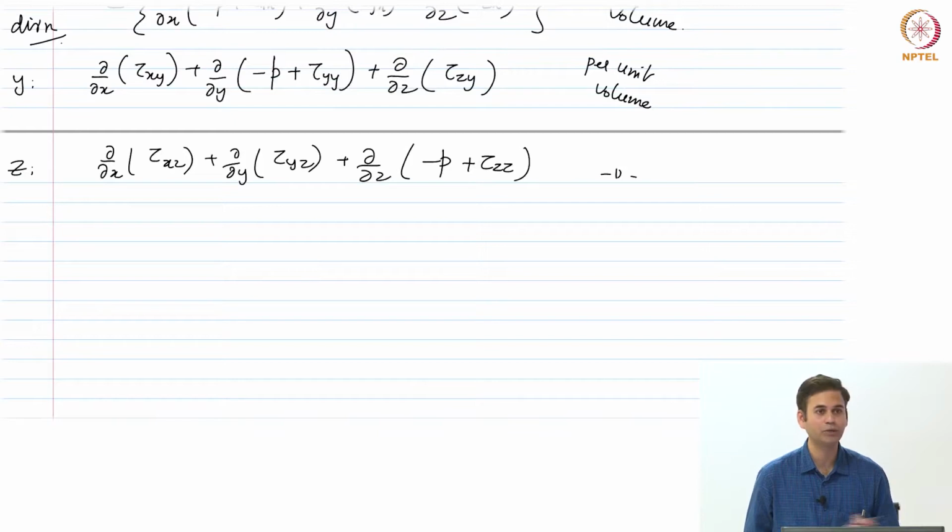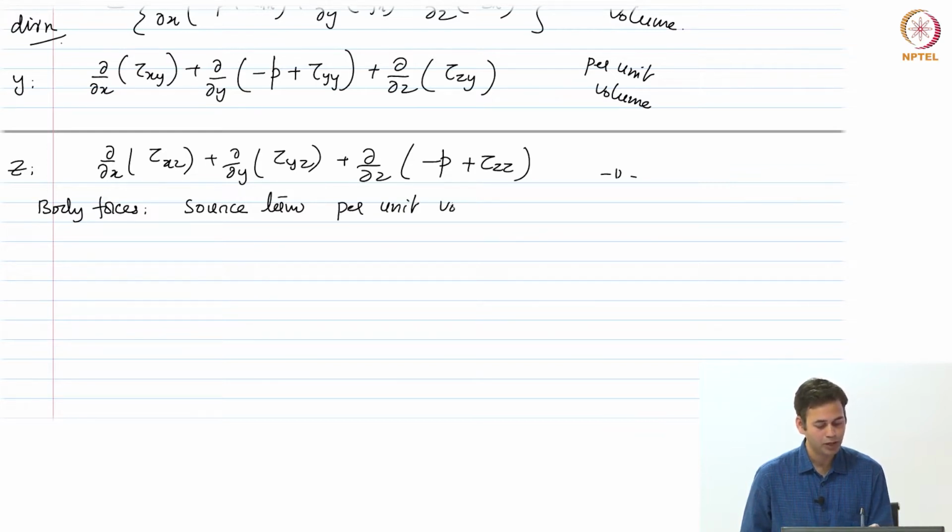Usually it is customary to group all the body forces as a source term on the right hand side, okay. So, essentially all the body forces we are going to represent as a source term, which is basically per unit volume, right. It has to have the same units as the other terms. So, whenever you have a source term, you have to represent it per unit volume, per unit time, right, because this is a rate equation, right.